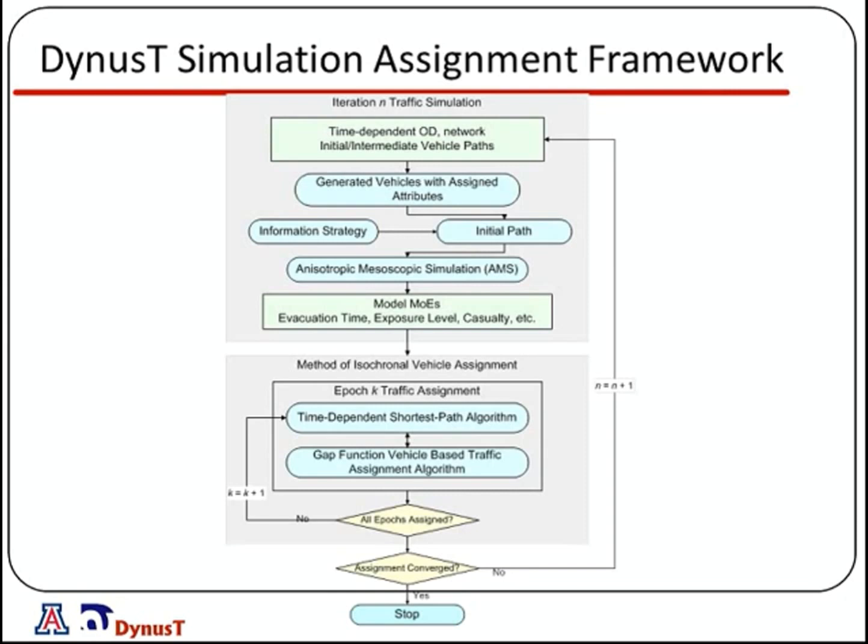The assignment has a time-dependent shortest path algorithm, as well as a gap function vehicle-based traffic assignment algorithm, which is unique to Dynasty. After all this, we check the convergence, and if those requirements for convergence are not fulfilled, we feed the information back to the simulation component and go through another iteration. At a high level, this is consistent with the general DTA structure, just with a bit more detail.